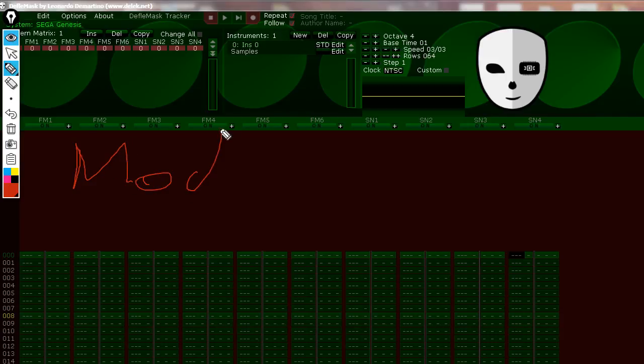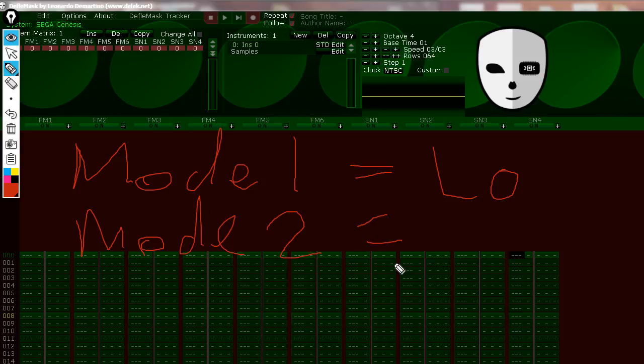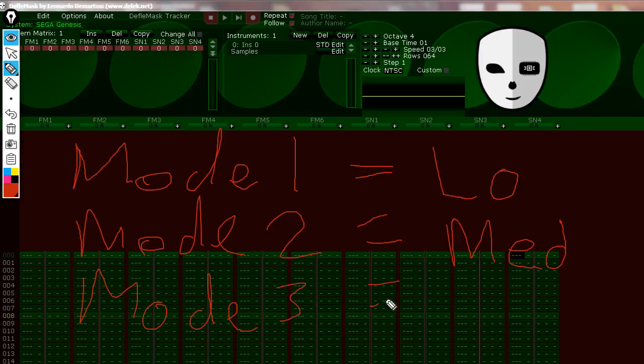Mode 1 equals low. Mode 2 equals medium. Mode 3 equals high. And mode 4 equals periodic. Okay? And that's the same thing as saying melodic. So you get a full range of all the different melodies, alright?